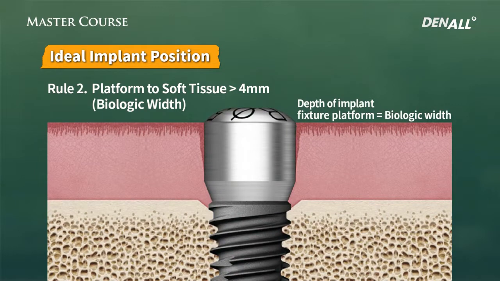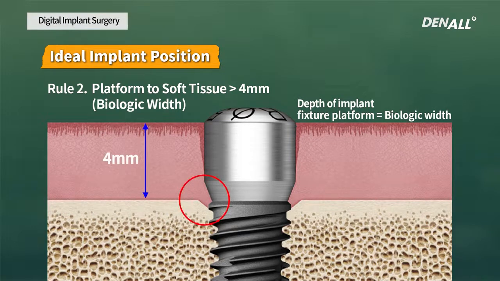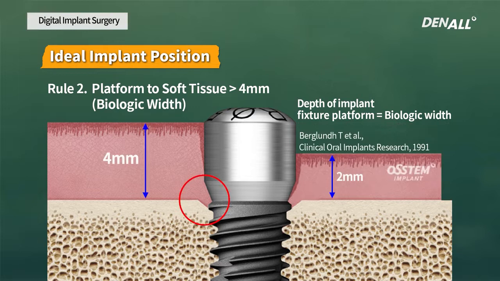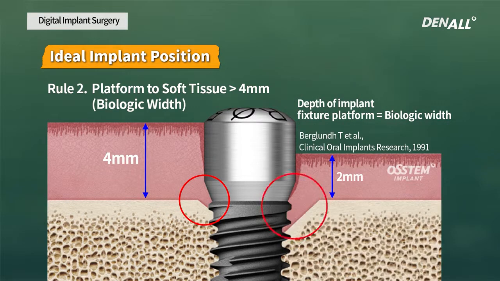According to the 1991 Berglundh experiment, still quoted a lot, the soft tissue around the implant is 4 millimeters, and 2 millimeters of the soft tissue was cut. Around the implant, the bone was resorbed and the barrier of 4 millimeters was once again established.